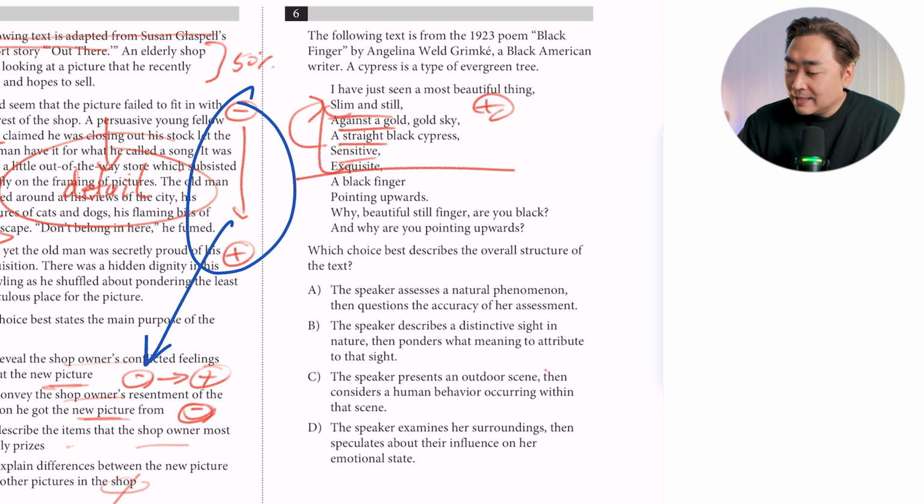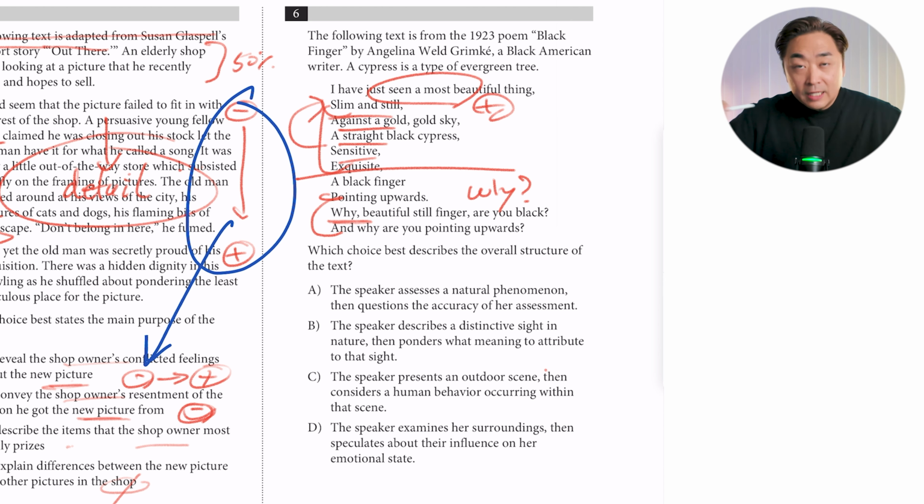And then as you cross the second half, it says, why, beautiful still finger, are you black? So I'm asking something. And why are you pointing upwards? So I'm questioning the validity as to why. So I'm going to put why there. With the first half, I always like to cut it in half, and you should do this to every paragraph, whether it be fiction or nonfiction. You cut it in half and you place A and B. The mid zone is usually detail. So I'm going to stay focused on the first 2-3 lines and the last 2-3 lines.